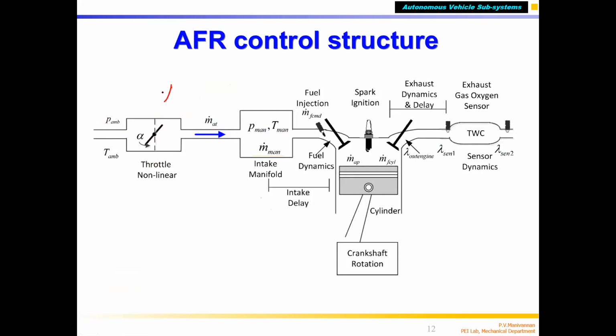And depending upon alpha, the throttle angle, and P ambient and T ambient, correct? This is the mass of the airflow, the rate of mass flow, correct? The mass of the air, or the mass of the airflow rate, correct?